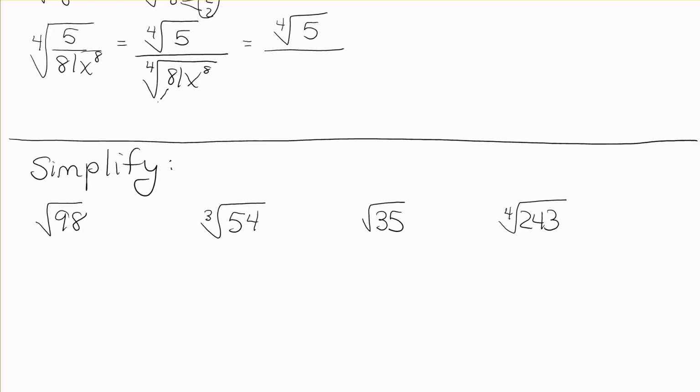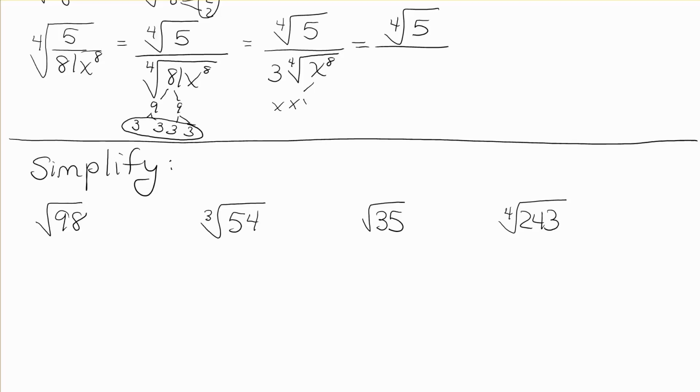81 factors into 9 times 9, and 9 factors into 3 times 3. So we end up with a perfect group of 4. So we'll pull one of those out of our radical. So we have 3 times the fourth root of 8 to the x. I say we can still simplify that because 8 to the x is a group of 8 x's.